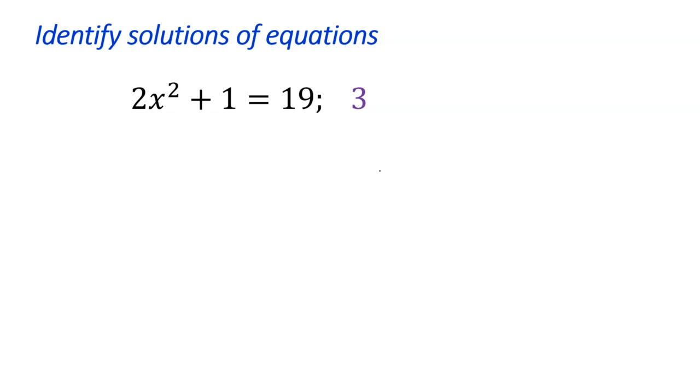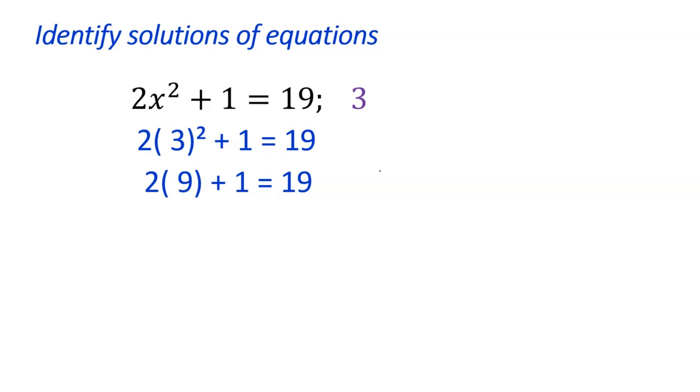This time we are checking if 3 is a solution for this equation. 2x squared plus 1 equals 19. Therefore, I'm going to replace my x by 3. So I wrote 2 times 3 to the power 2 plus 1 equals 19. You want to follow the order of operations, and you want to do the exponent first. 3 squared will become 9.